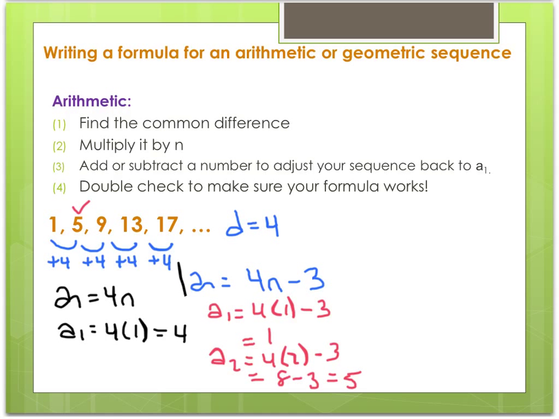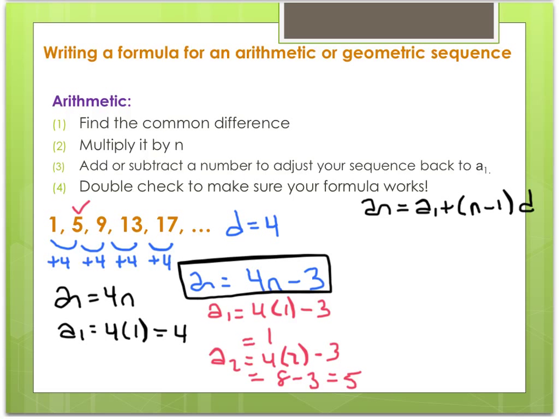So my explicit formula for this sequence is a sub n equals 4n minus 3. We can also use this formula to find the explicit formula for an arithmetic sequence: a sub n equals a sub 1 plus n minus 1 times d. So plugging in what we know for this particular sequence, we have a sub n equals a sub 1, which here is 1, plus we must keep the n there, minus 1 times our common difference, which we found to be 4.